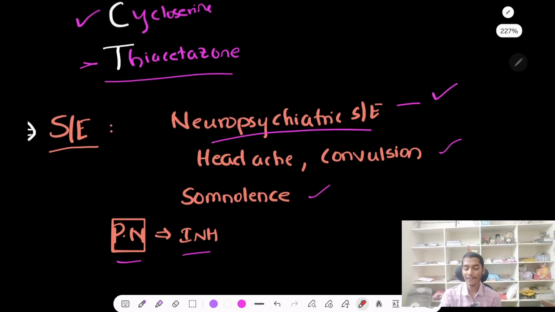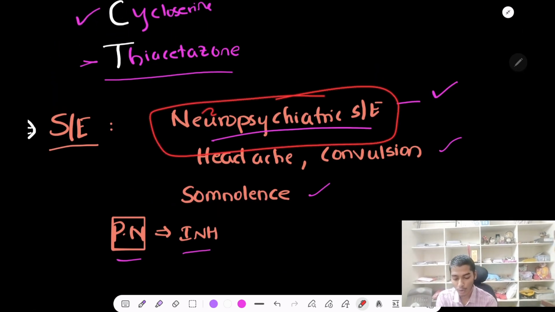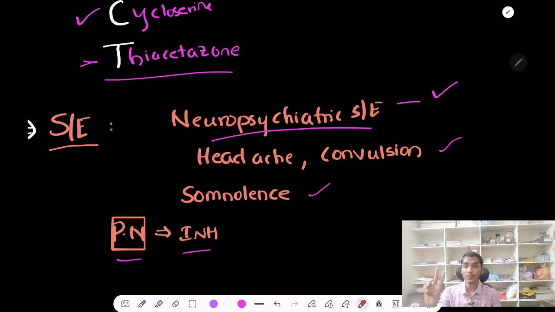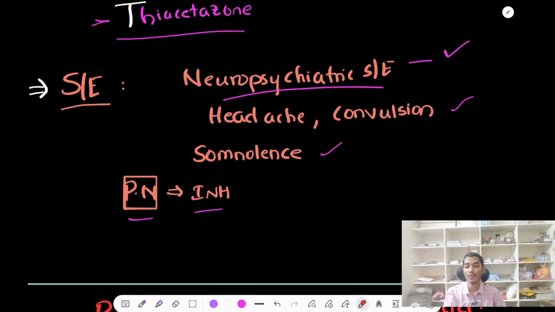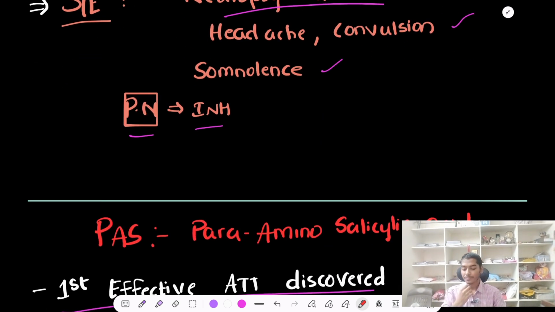Side effects of this cycloserine are again neuropsychiatric side effects. We have two drugs which are associated with neuropsychiatric side effects: one is ethionamide, the second one is cycloserine, and we have headache, convulsions, somnolence, and also peripheral neuropathy.